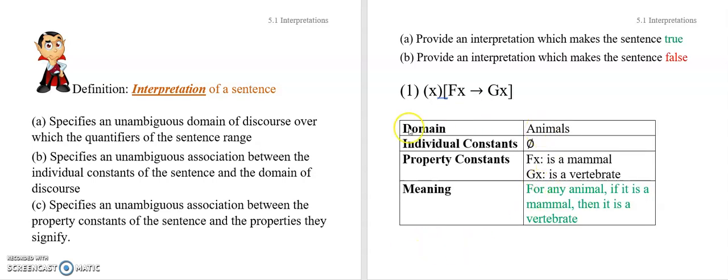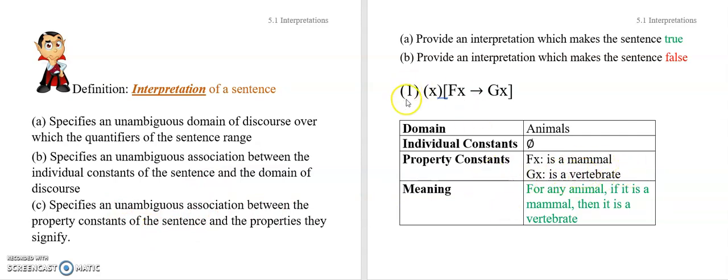Okay, so hopefully you've had a chance, and I'm going to present it this way. The interpretation that makes it true is given in green, and an interpretation that makes it false I'll do in red. In this case I chose a domain of all the animals. There are no individual constants in this particular sentence, so we don't have to worry about that. But we do have the 2 property constants. F of x signifies the property of being a mammal, and g of x signifies the property of being a vertebrate.